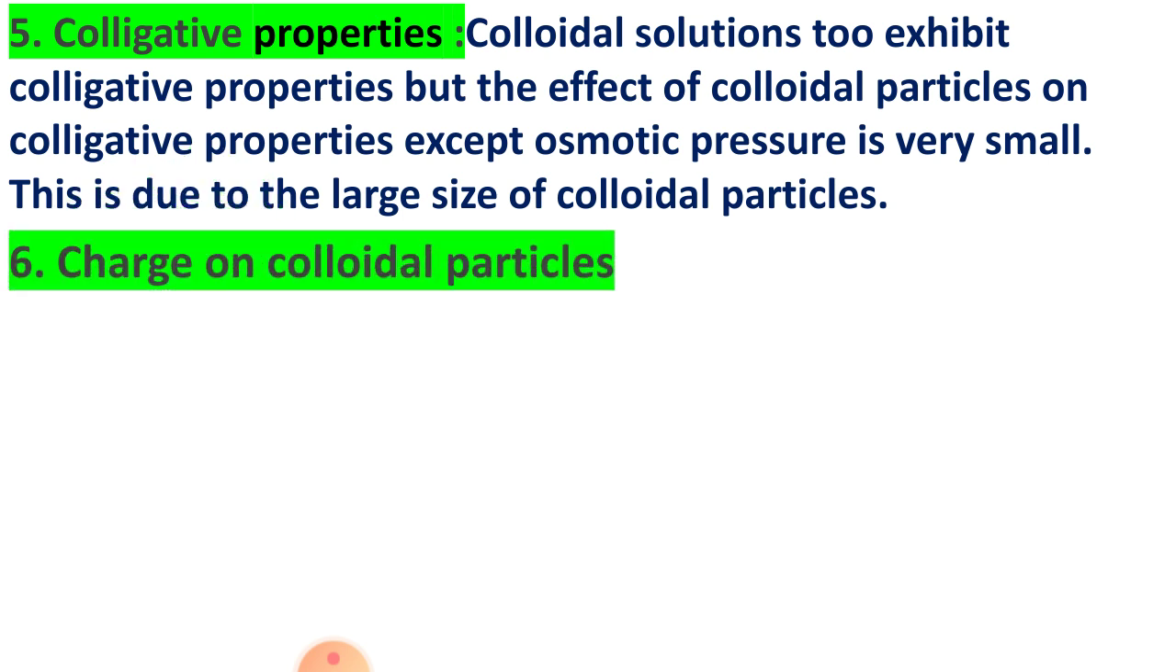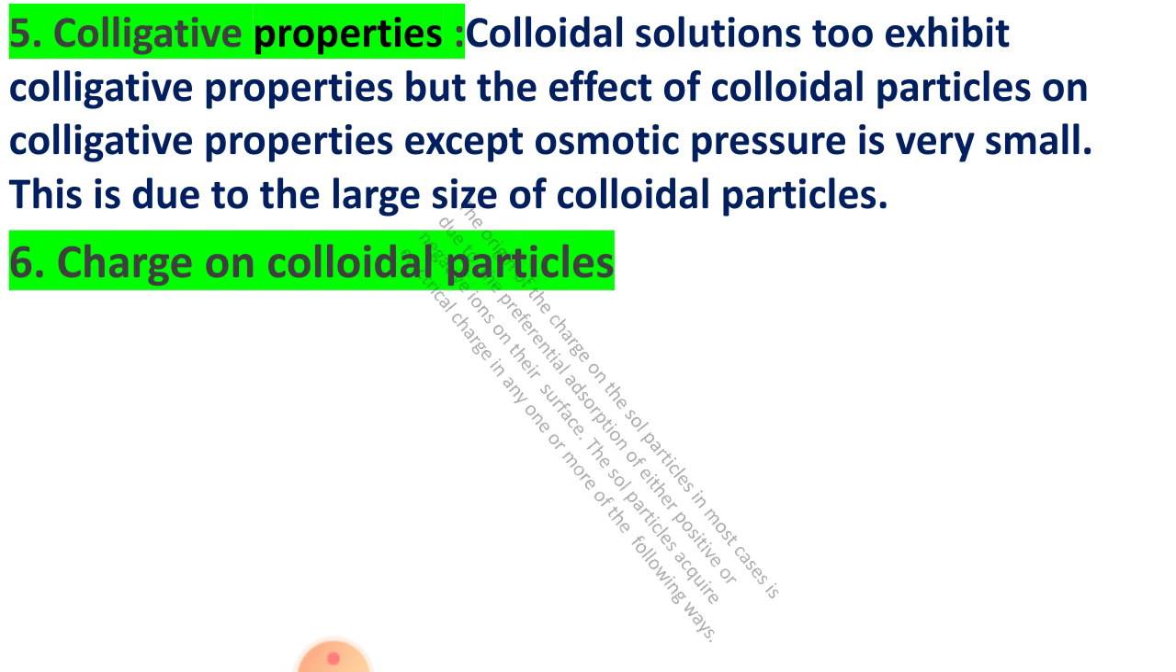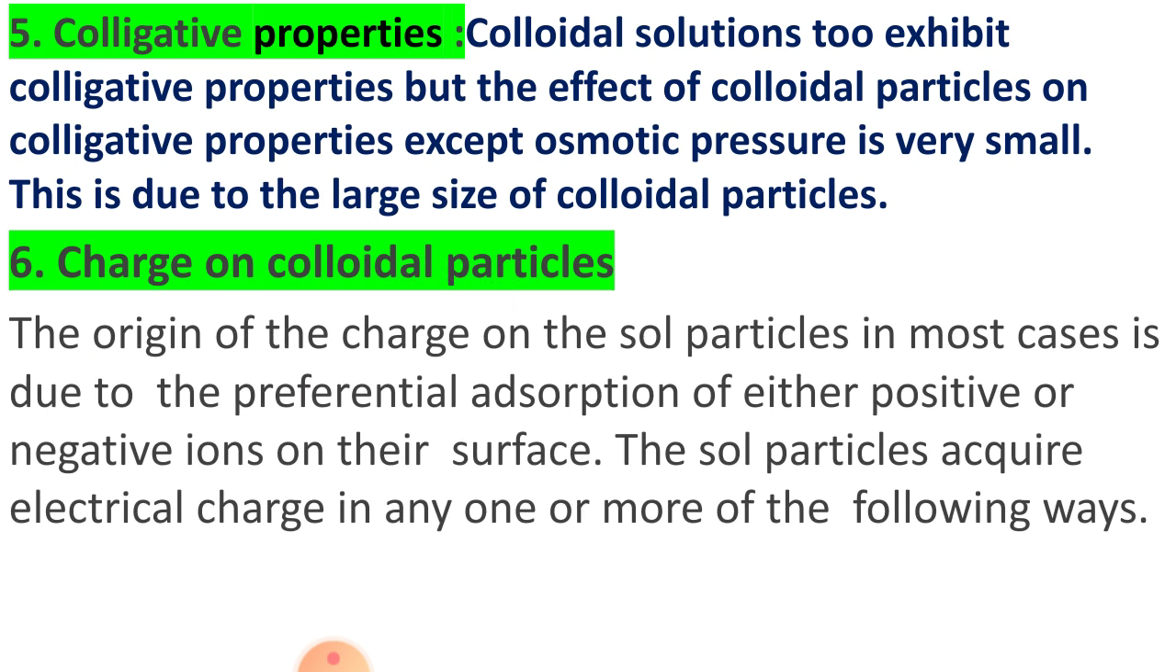Now the next property, that is the most important property of unit 5, charge on colloidal particles. That means how the colloidal particles develop the charge. There are some methods by which you can know how colloidal particles develop the charge on their surface, but the most accepted theory is preferential adsorption of ions from the solution. So now focus on the charge on colloidal particles.